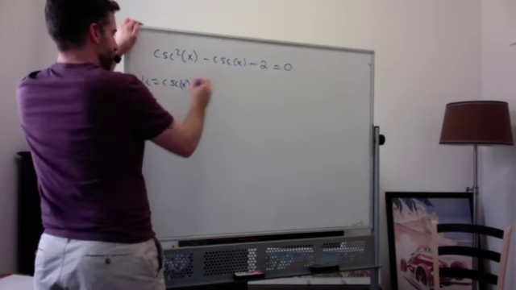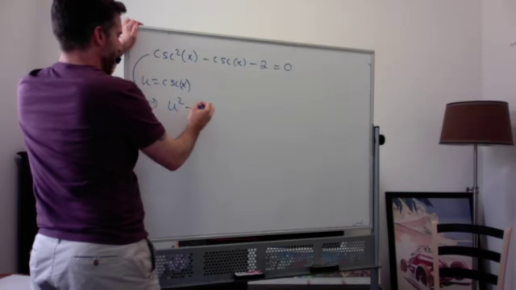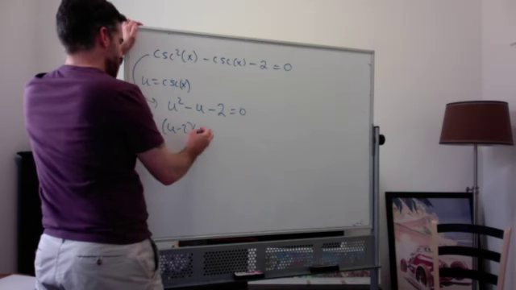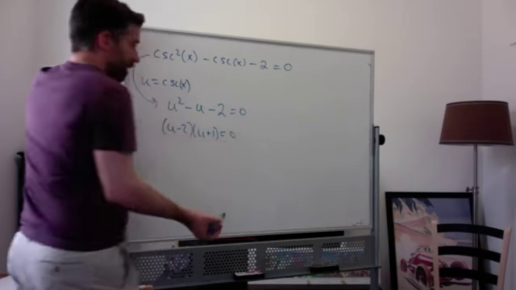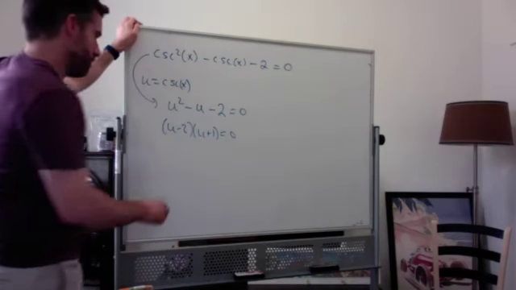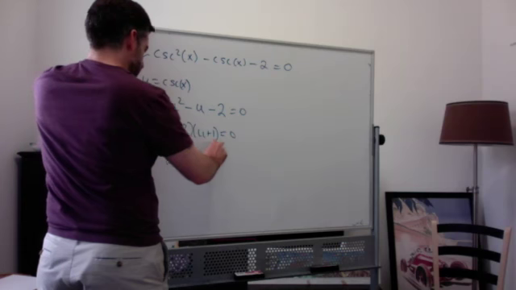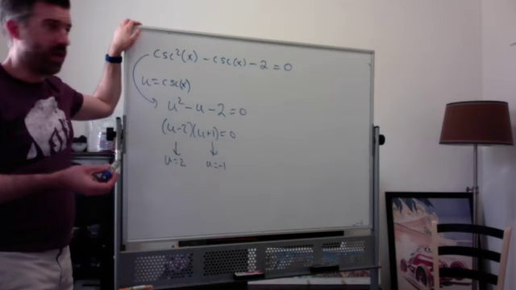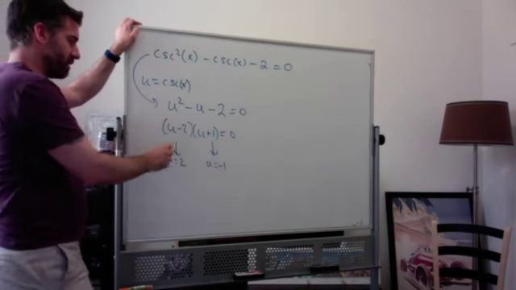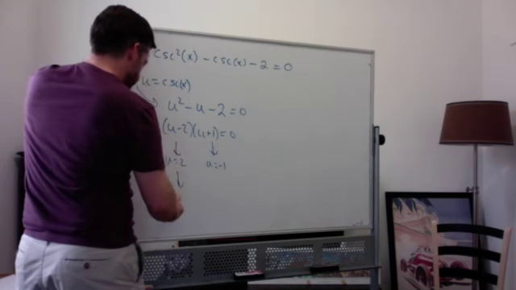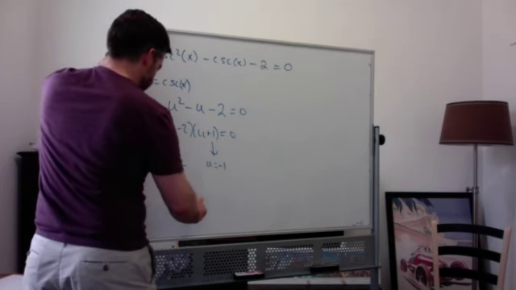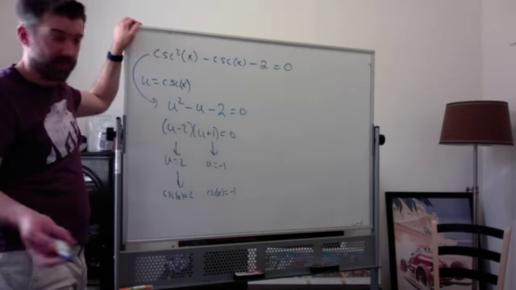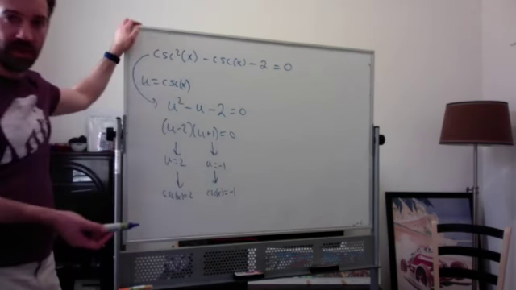could say that this becomes u squared minus u minus 2 equal to 0. And then it factors as u minus 2 times u plus 1. If you do it this way, that's fine. And you get u equal to 2 and u equal to -1. But if you do that, you can't stop there. You have to remember that u is actually cosecant of x. So you have to replace u and say cosecant of x is equal to 2 and cosecant of x is equal to -1. So if you do a u sub, that's fine. You just have to make sure you finish it and get back to the original variable.